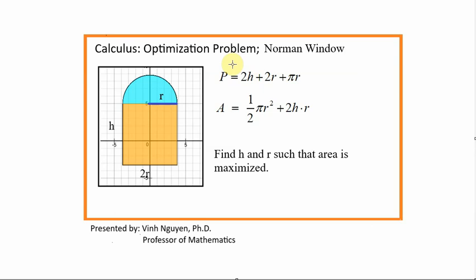This video is on an optimization problem. Here I have a window, and this is called a Norman window. Given the perimeter of this window, I would like to find h and r, where r is the radius of this semicircle right here, such that the area is maximized. We have a rectangle down here, and then we have a semicircle up here. So find h and r such that the area is maximized.